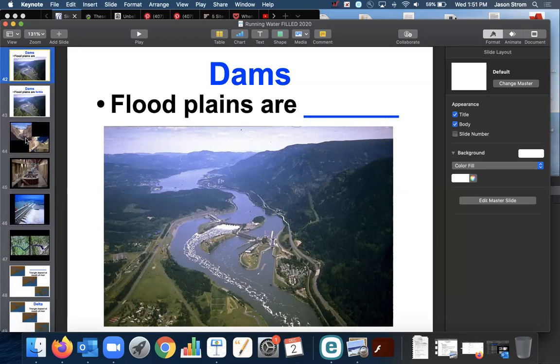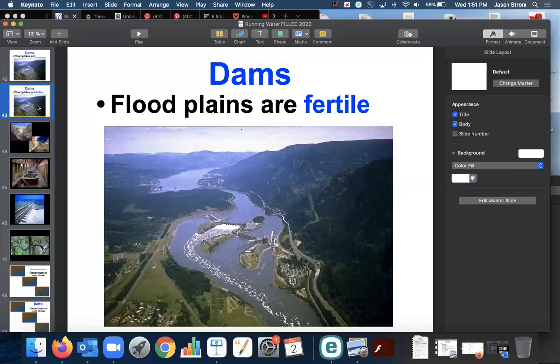So in an attempt to reduce flooding and control when that happens, we build dams. Because these floodplains are so fertile and because they're good for growing crops, that's a good thing. But we just want to be able to control when it floods. So dams are a way to do that. So you can hold back water, and then when it needs to be flooded, then it can be. But we can control that.